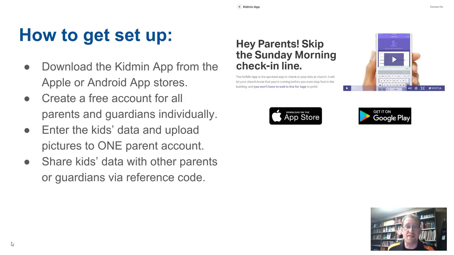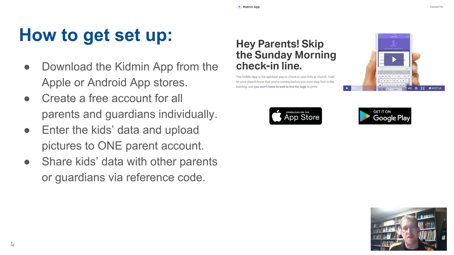So how do you get set up? Well, you're going to need to download the app, and the app is available both for Android and for iOS devices. So whichever app store you use, go there and look for Kidmin App. And you will find that there's actually two there. I'll show you which one to use in a minute.